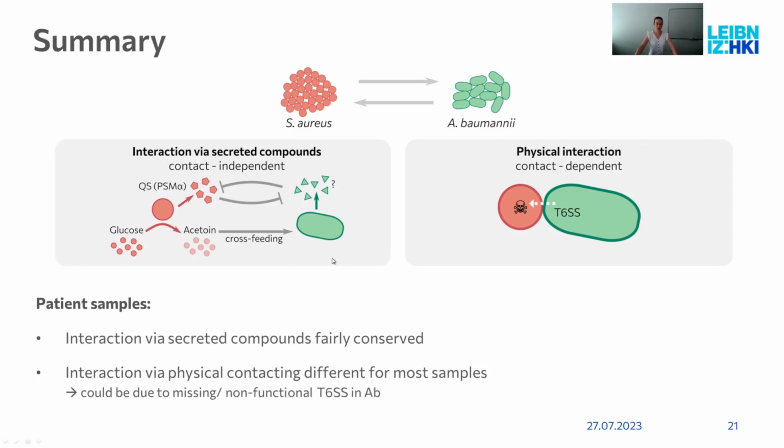So, and with this we can conclude that with our model and with the experiments together, we were able to identify the complex interaction mechanisms between S. aureus and A. baumannii. So we found several mechanisms that are acting in a contact-independent manner, like quorum sensing or cross-feeding of alternative carbon sources. But there are also mechanisms explaining the contact-dependent growth patterns that we have seen. For the patient samples, we could see that the interaction via the secreted compounds is fairly conserved, while the interaction via the physical contacting is for most samples very different to the laboratory strains, and we hypothesized that this could be due to a missing or non-functional type 6 secretion system in Acinetobacter baumannii.